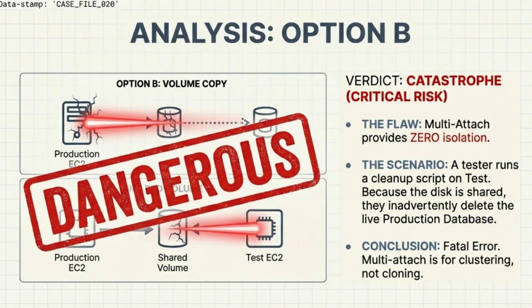Option B. Oh, this option is a direct path to the hell I mentioned at the beginning. Look at what the architect proposes. Attaching the same production volumes to test instances via multi-attach. Do you understand what this means? A tester runs a data cleanup script, thinking they're working with a copy, and in reality, they're deleting production. Multi-attach is a powerful feature, but it's designed for clusters where simultaneous access is needed, not for environment isolation. This is a complete violation of the main requirement. Option B is absolutely dangerous.